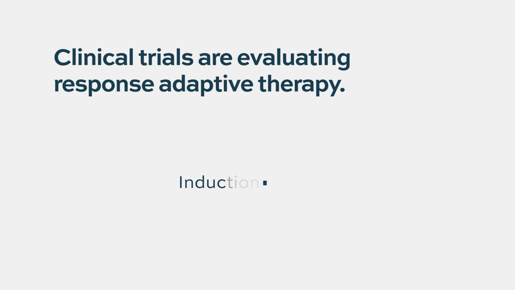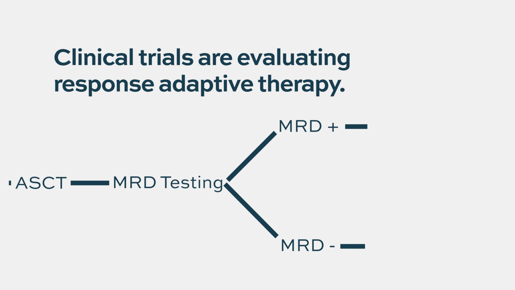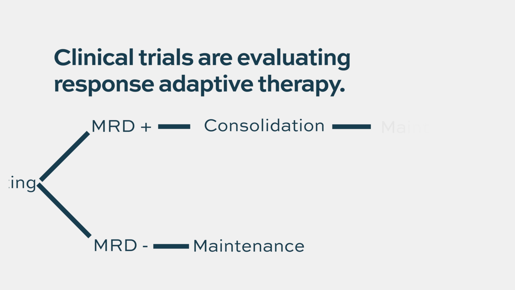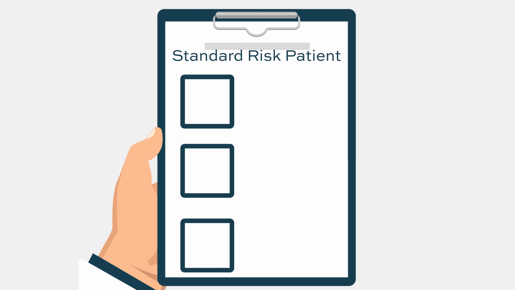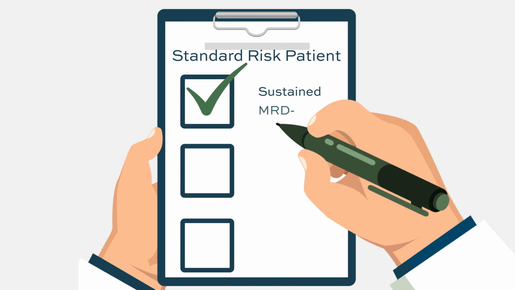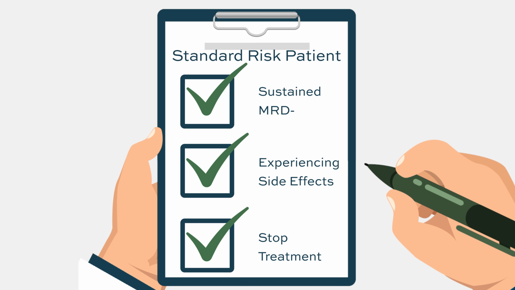The trials that start to elaborate on that concept are still being done or being designed. But many of us have used that information. For example, if you have a standard or even a high-risk patient who has a deep and sustained response, and particularly if the patient is not tolerating the ongoing maintenance therapy well, we feel more comfortable with stopping therapy.